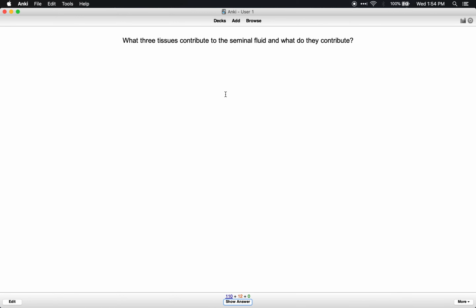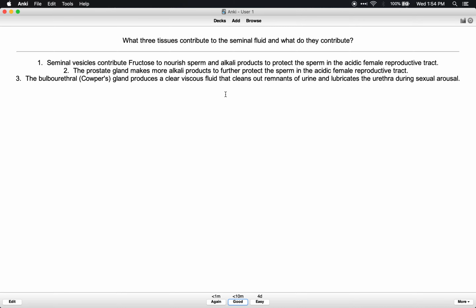Three tissues contribute to seminal fluid. What do they contribute? I know Cowper's gland is in there. Seminal vesicle produces fructose to nourish the cell and alkali products to protect the cell from the acidic female reproductive tract. The prostate gland makes more alkali products to further protect the sperm in the acidic female reproductive tract. And the bulbourethral Cowper's gland produces a clear viscous liquid that cleans out remnants of urine and lubricates the urethra during sexual arousal. Oh man, that's so much information.